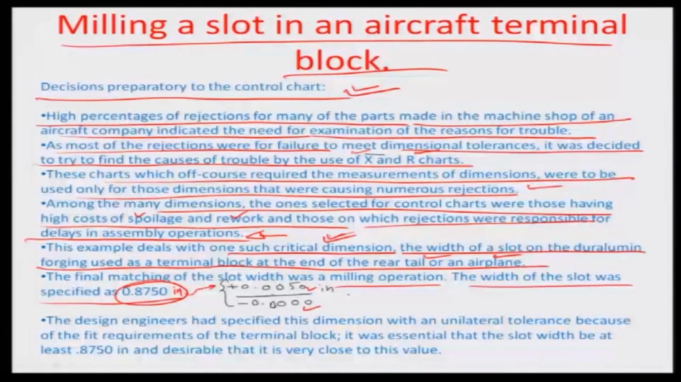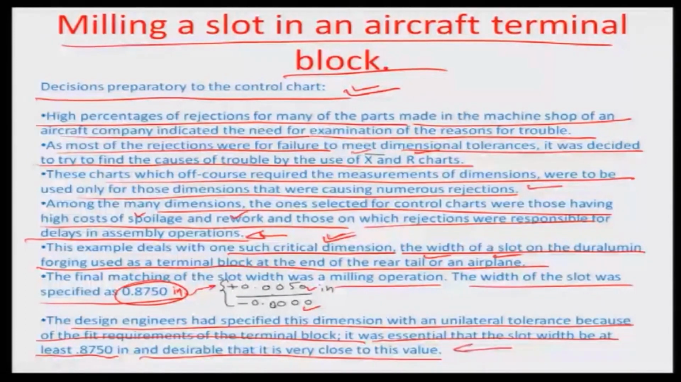The design engineers had specified this dimension with a unilateral tolerance because of the fit requirements of the terminal block, and it was essential that the slot width be at least 0.8750 inches, and desirable that it be very close to this value. And so now the question arises that once this dimension has been isolated and the specifications laid out, the next step, which is the control chart plotting, comes into the picture.